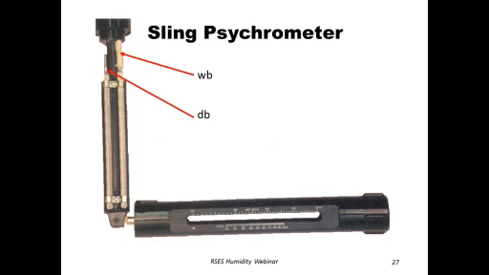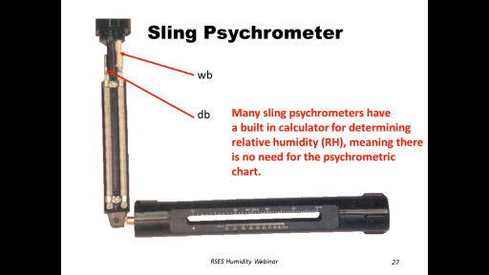And this is a little closer up view of the sling psychrometer, both the wet bulb and the dry bulb. So it's obvious that you can actually get both readings simultaneously without having to use the dry bulb and then put the wick on the wet bulb, wet it, and then actually spin it around. Many sling psychrometers actually have a built-in calculator, so once you get the wet bulb and dry bulb, kind of like a slide rule, you can line up the two temperatures on this scale, and it will actually tell you what the percent relative humidity is.